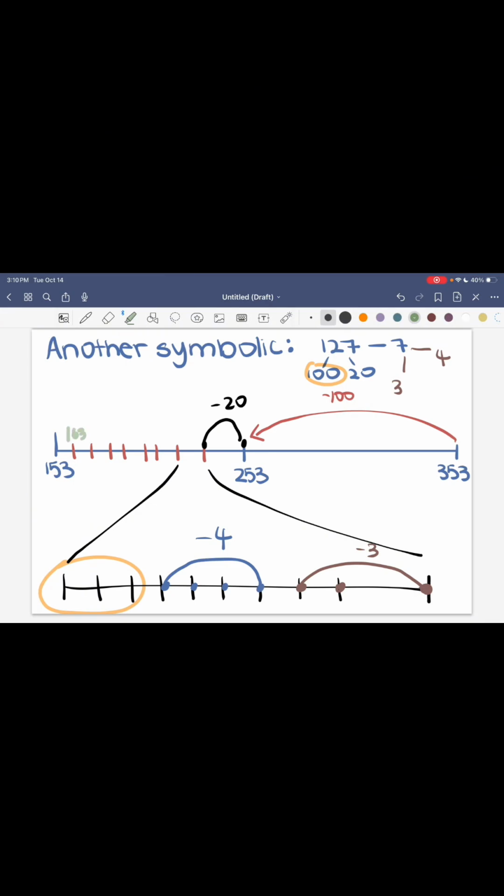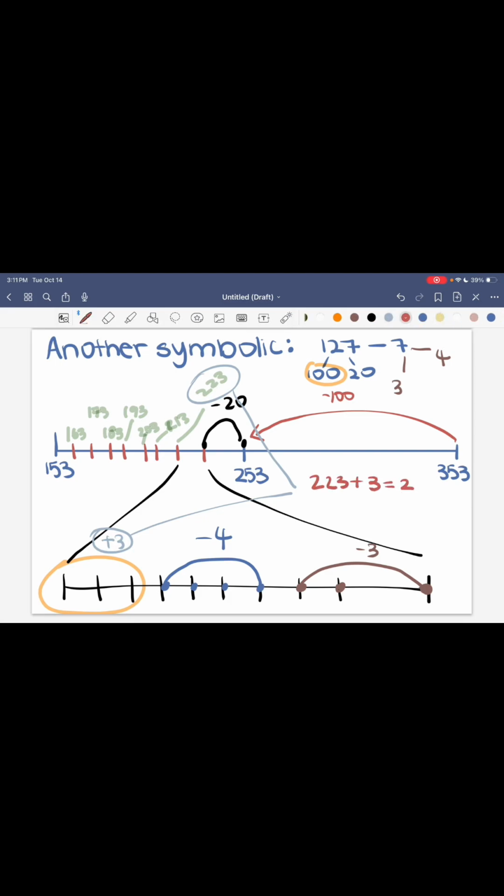Then let's count everything. 153, 163, 173, 183, 193, 203, 213, 223. 223, and we have an extra 3 here. So let's bring them here and show our work. 223 plus 3 equals 226.